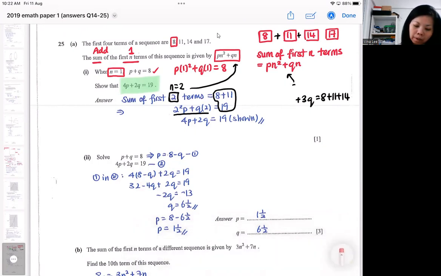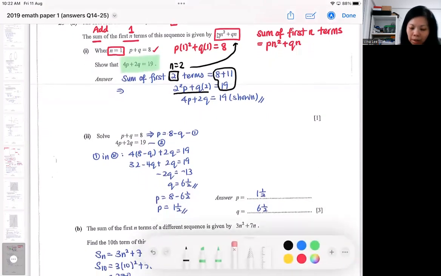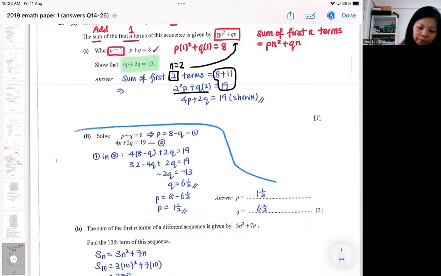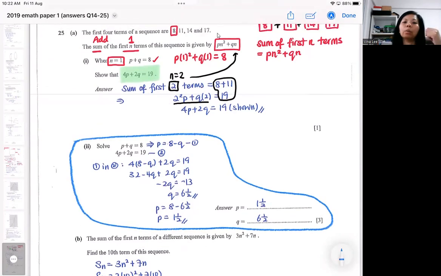For part A1, let's say you couldn't do it, you can do your part A2 in an isolated manner, because it's just solving simultaneous equations. So A2 has no bearing on A1. If you can't prove it, you continue to solve with the simultaneous equations. Essentially, you must understand the formula is not the n term. The formula is helping you to add up the first n terms.